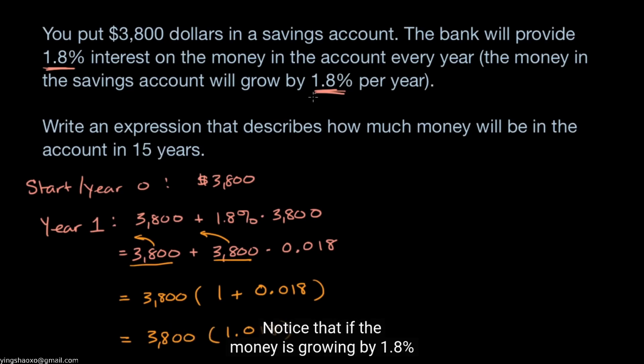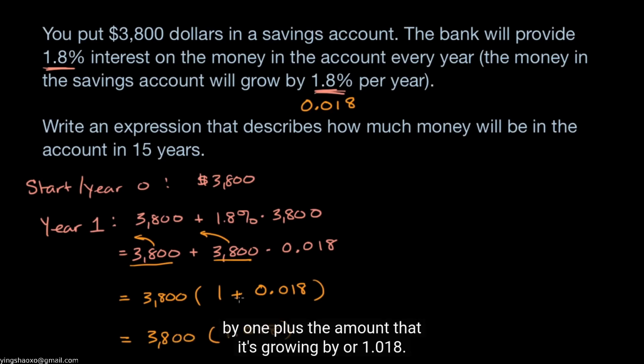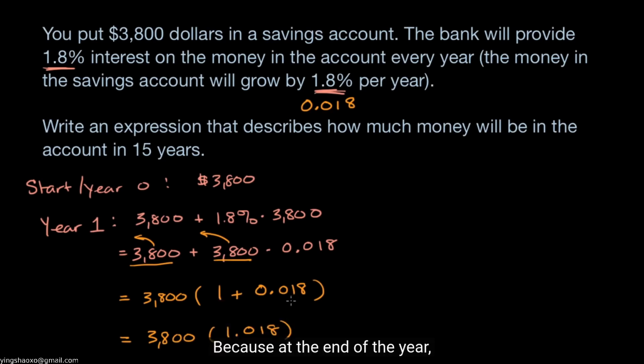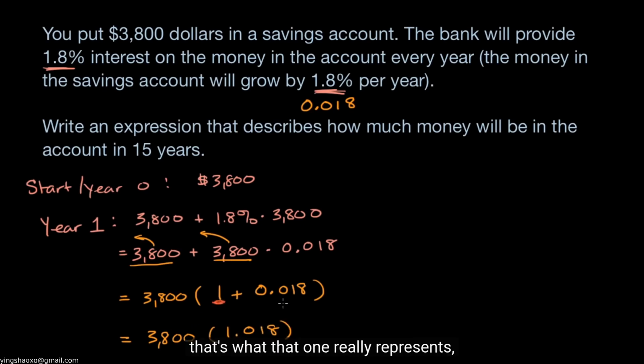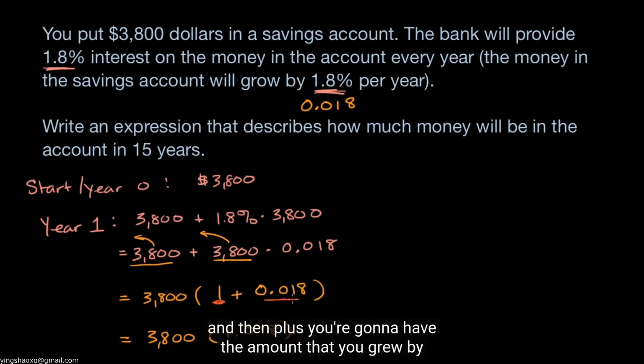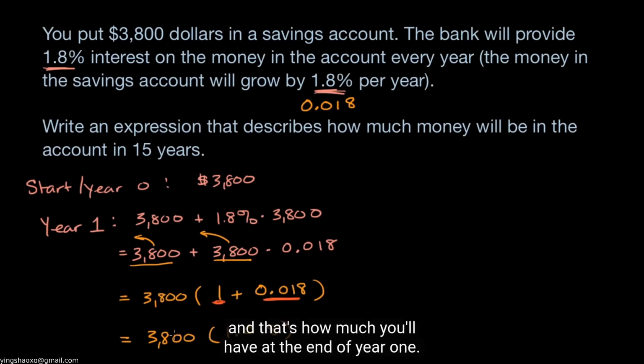Notice that if the money is growing by 1.8%, or another way, it was growing by 0.018, that's equivalent to multiplying the amount that we started the year with by 1 plus the amount that it's growing by, or 1.018. And once again, why does this make intuitive sense? Because at the end of the year, you're going to have the original amount that you put, that's what that 1 really represents, and then plus you're going to have the amount that you grew by. So you multiply both the sum here times the original amount you put, and that's how much you'll have at the end of year 1.